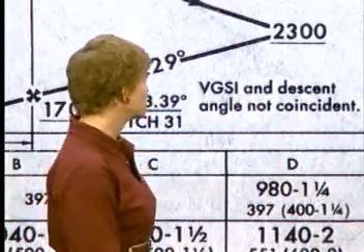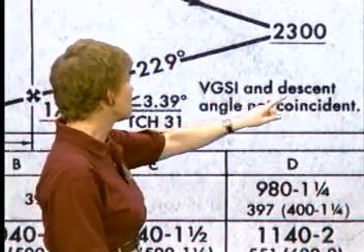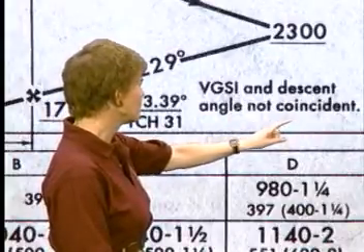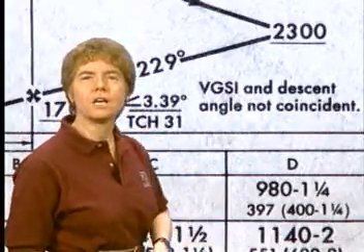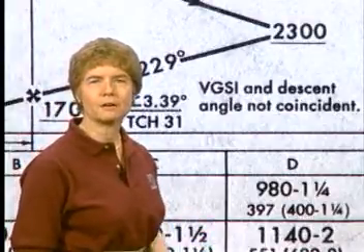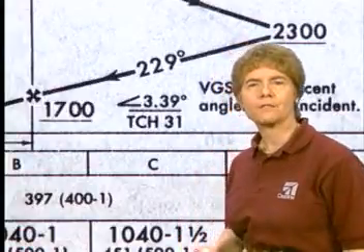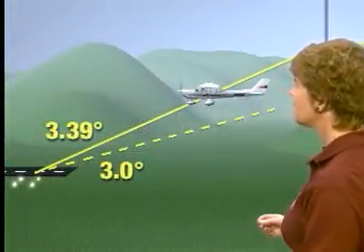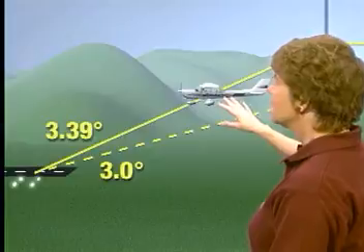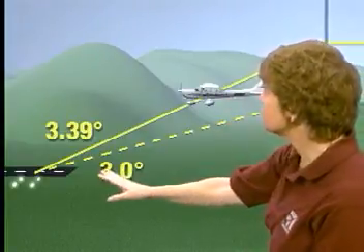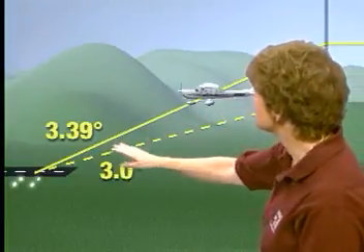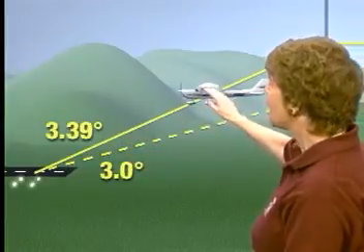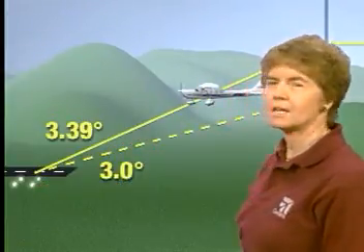Notice also the note that says VGSI and descent angle not coincident. VGSI stands for Visual Glide Slope Indicator, like a VASI. This note simply tells you that if you're flying that 3.39 final approach angle, you should not expect an on-glide slope red over white indication when you pick up the VASI. Because the VASI is set at 3 degrees instead of 3.39 degrees, you'll see a high white over white indication.